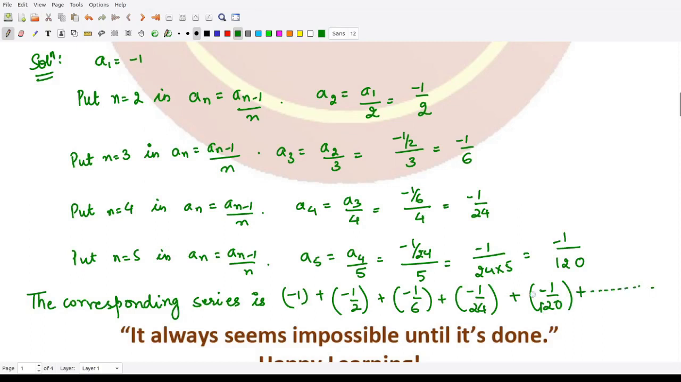Now notice that we surely have to put brackets here because we have negative terms, otherwise the plus and minus would become double signs in each of the terms, right? So that is it for this question.